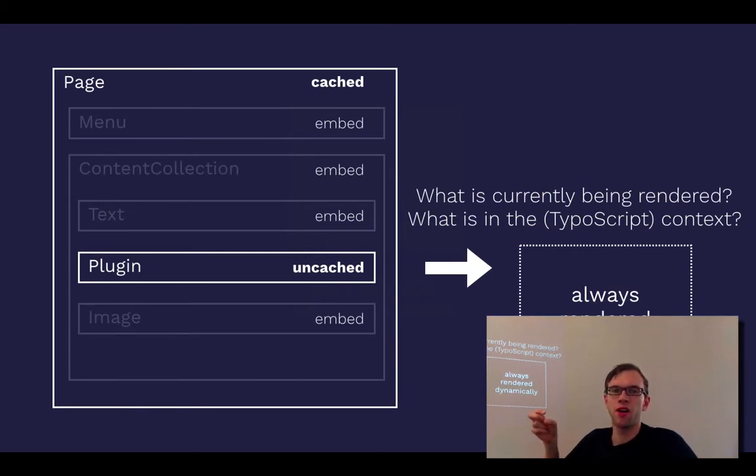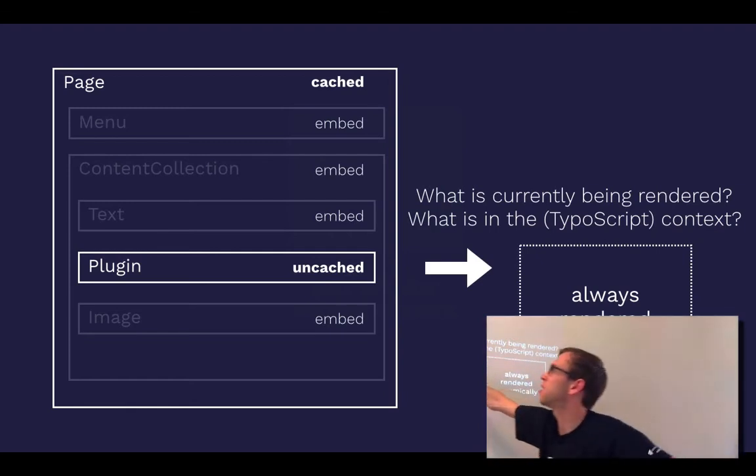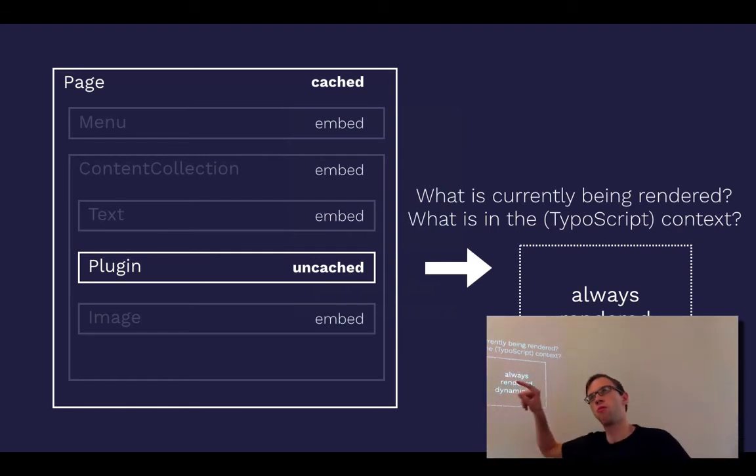If the plugin is uncached, we need to know some information about what is from the outside, like variables, what is currently being rendered, for instance. Because let's say on the plugin instance, I can define in the backend some options I can set in the inspector.